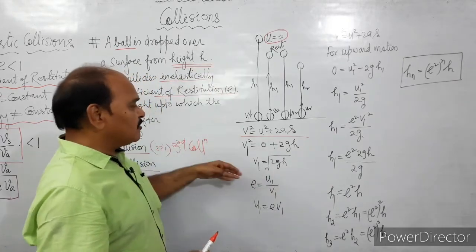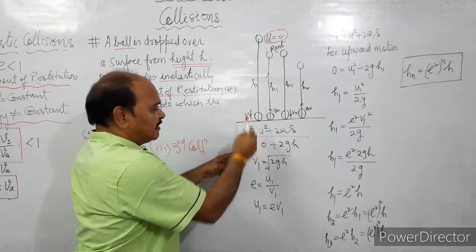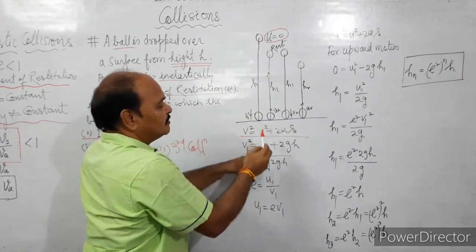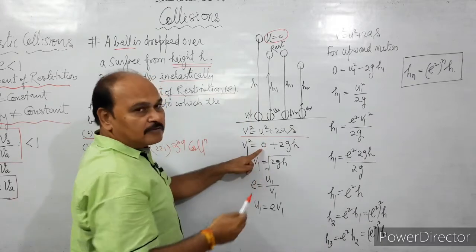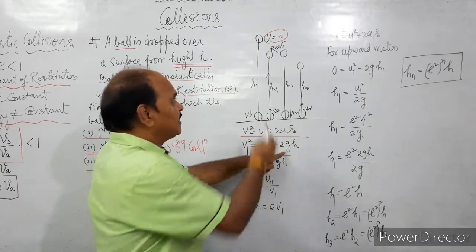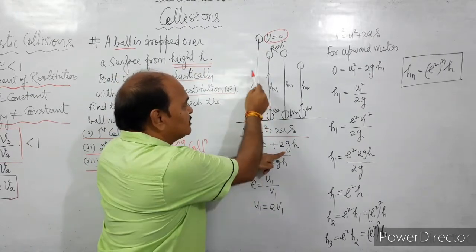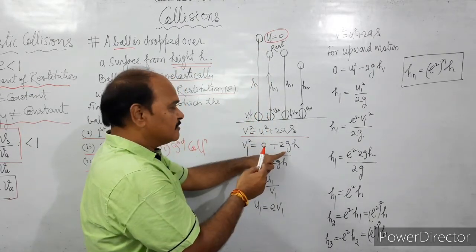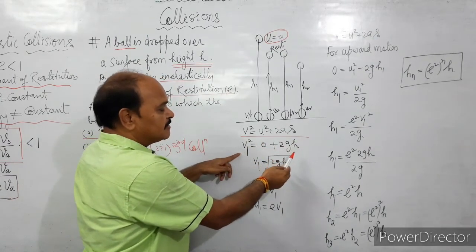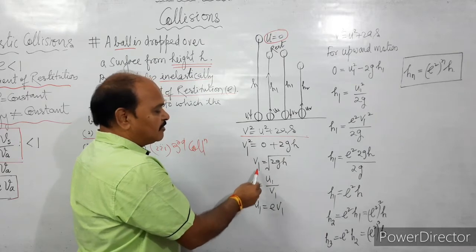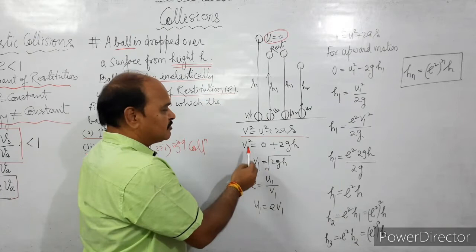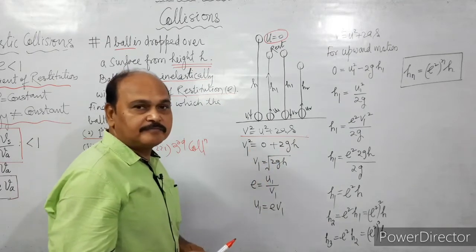As the ball is moving down, the final velocity v1 is going to be what? v1 square, initial velocity is 0. As it is moving down along gravity, therefore a is going to be plus g, and by the time it reaches the surface, it covers distance h. So final velocity v1 square is equal to 0 plus 2gh. So v1 is equal to square root of 2gh, or simply v1 square is equal to 2gh.